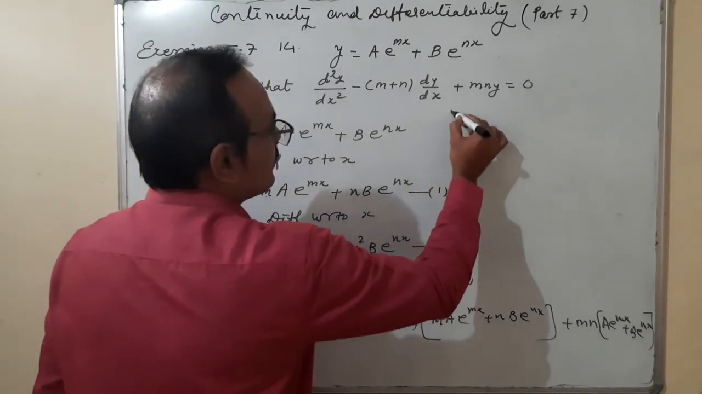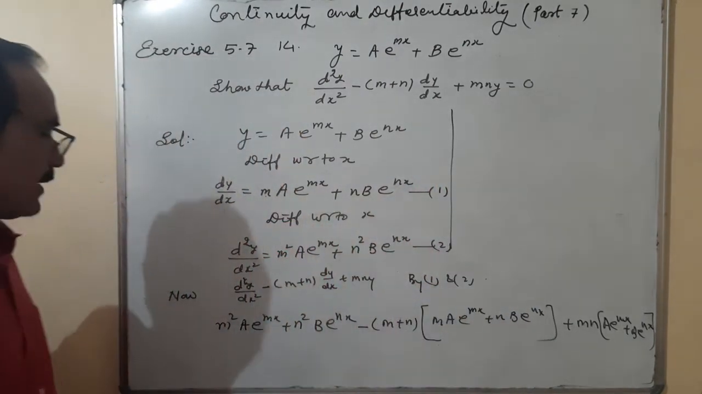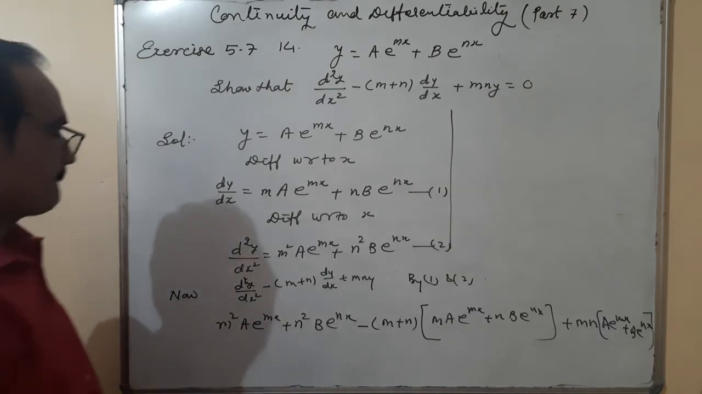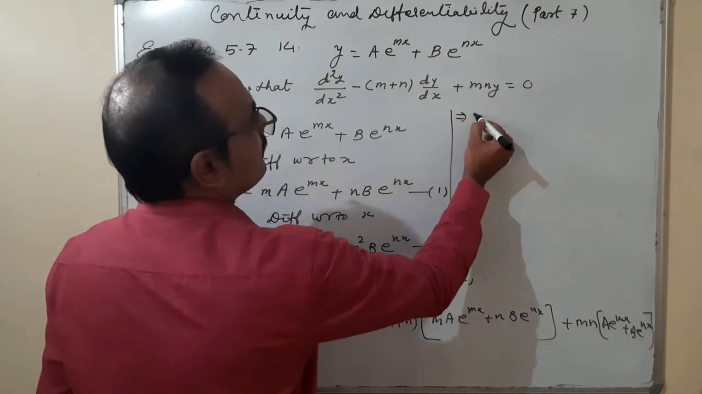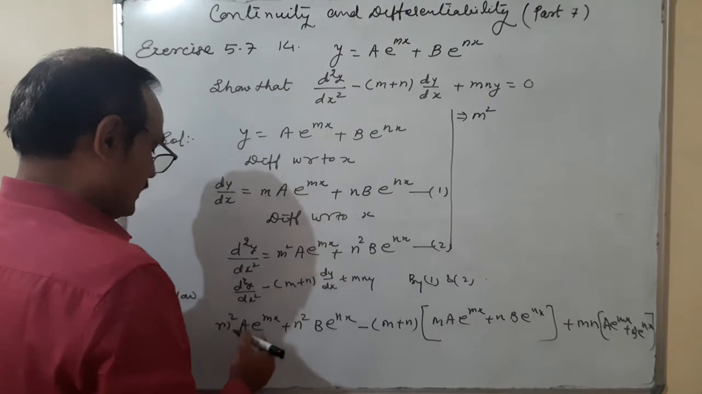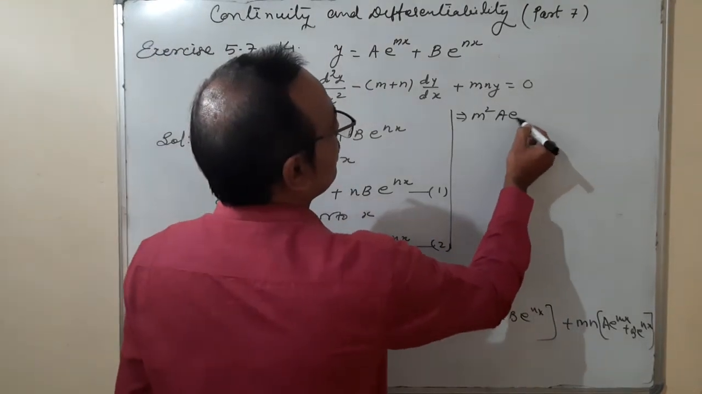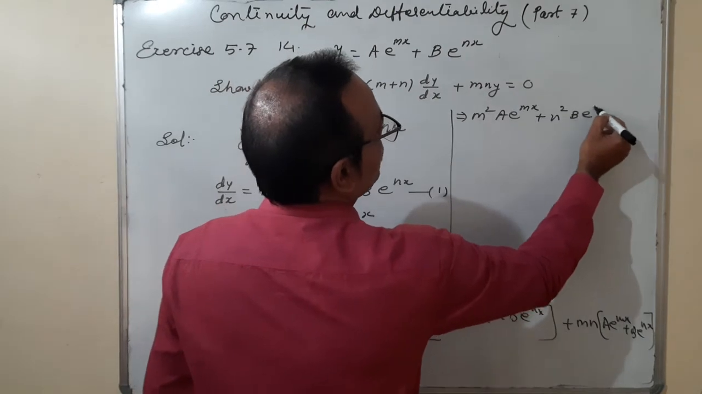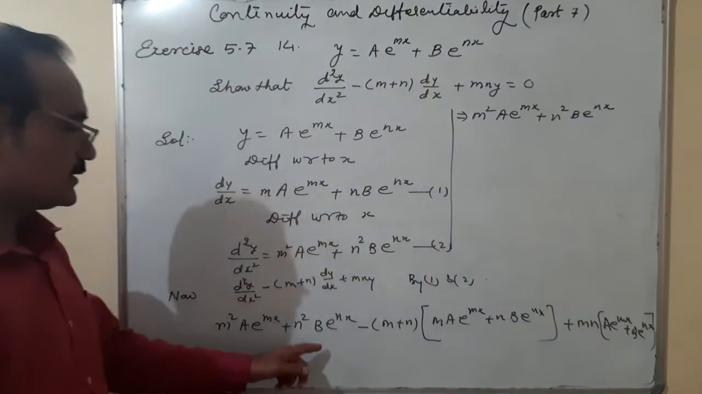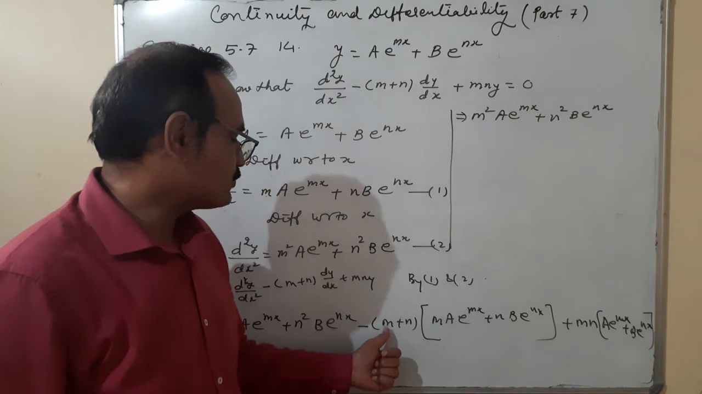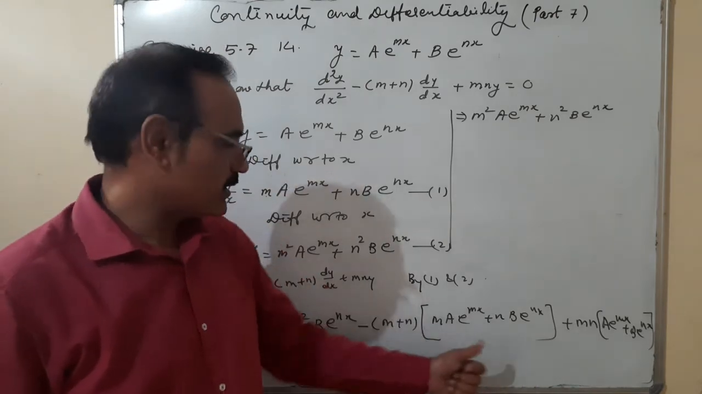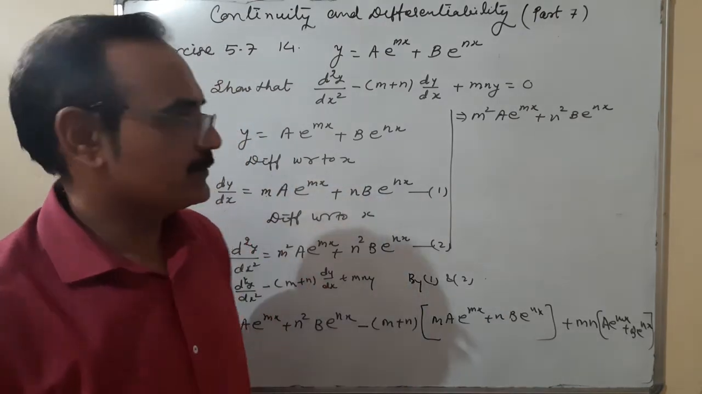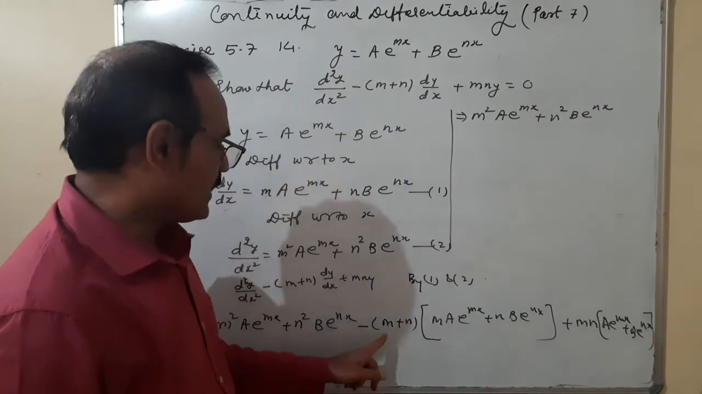After this step, m square a e to the power mx plus n square b e to the power nx, as it is. Now what we have to do, this minus m is multiplied to both the terms and minus n multiplied to both the terms. Okay. First I am multiplying by minus m.